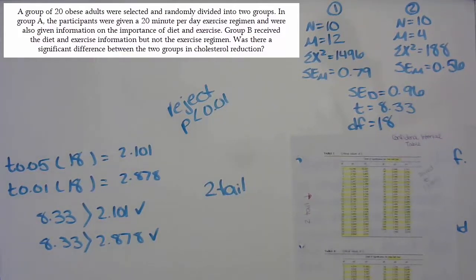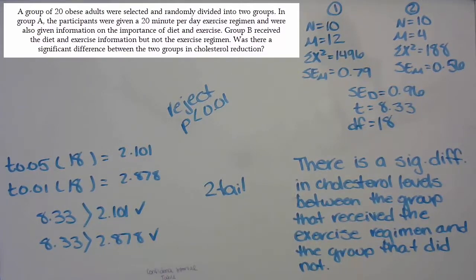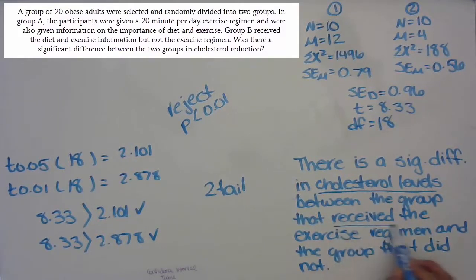And if you wanted to write that in sentence form, here are our findings. There is a significant difference in cholesterol levels between the group that received the exercise regimen and the group that did not. This here is our dependent variable, and then we have our group 1, and then we have group 2. Congratulations.